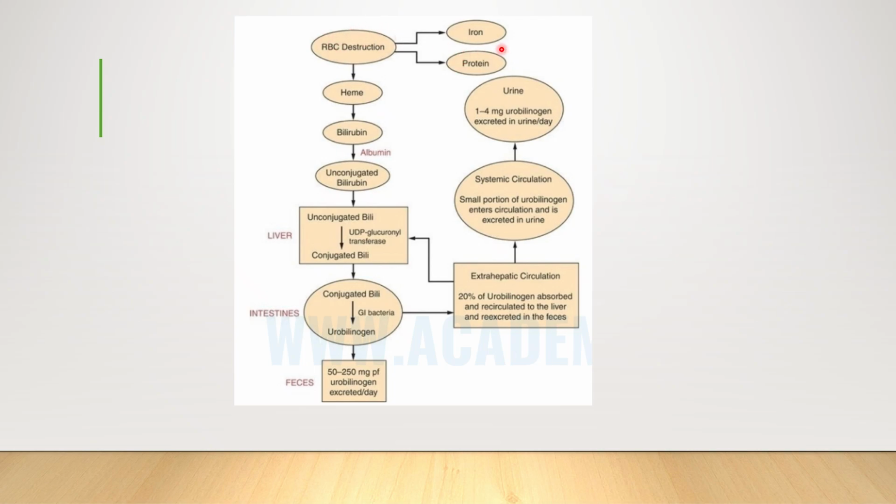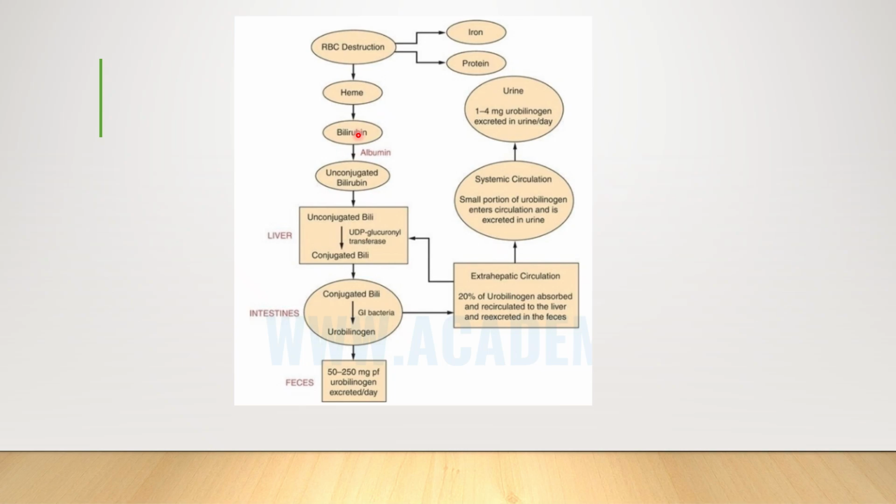Hemoglobin breaks down into heme and globin. The globin part will move into the amino acid pool, and the heme portion will convert into bilirubin. This entire thing is taking place inside the spleen, inside the reticuloendothelial system. The bilirubin formed here is known as unconjugated bilirubin.